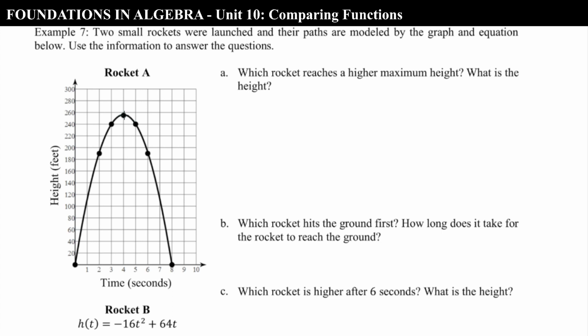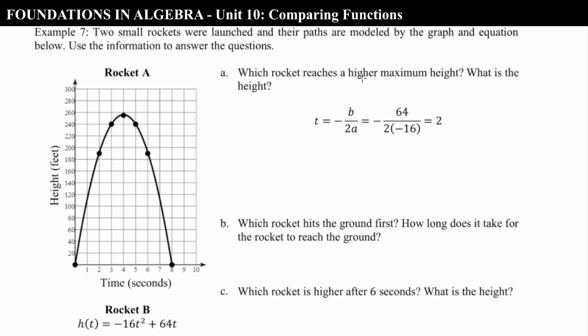Okay, we have the maximum height at around 255, but we have to use the equation to find what the maximum height is for rocket B. And to do that, we have to start by finding the axis of symmetry. We have to find the time we're at the max. So we do that using our A and B values out of our equation.